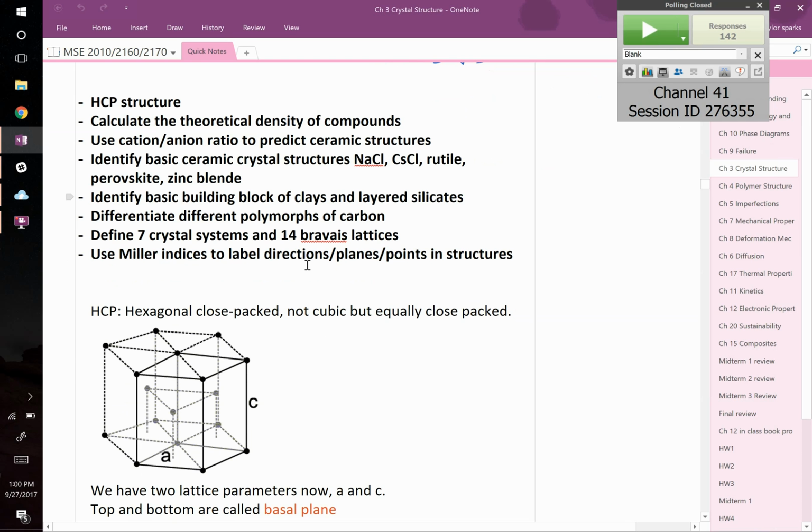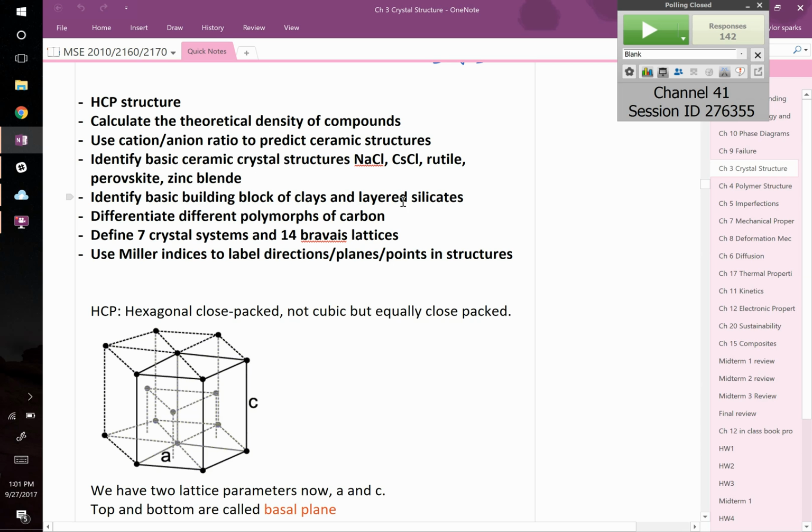Okay, what are we going to learn today? We'll pick up where we left off. Last time we did the FCC and the BCC crystal structure. We're now going to do the HCP. We'll learn how to calculate the theoretical density for any of these. Then we'll get into using the cation-anion ratio to predict what structure forms. That's actually pretty cool stuff.